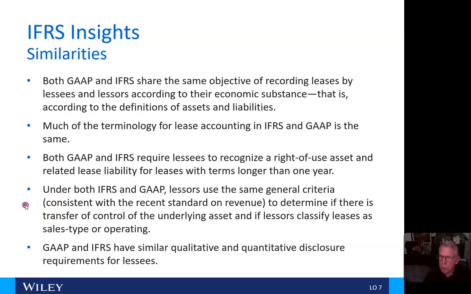And number four, under both IFRS and GAAP, lessors use the same general criteria consistent with the recent standard on revenue to determine if there is a transfer of control of the underlying asset, and lessors classify leases as sales type or operating. And number five, GAAP and IFRS have similar qualitative and quantitative disclosure requirements for lessees.